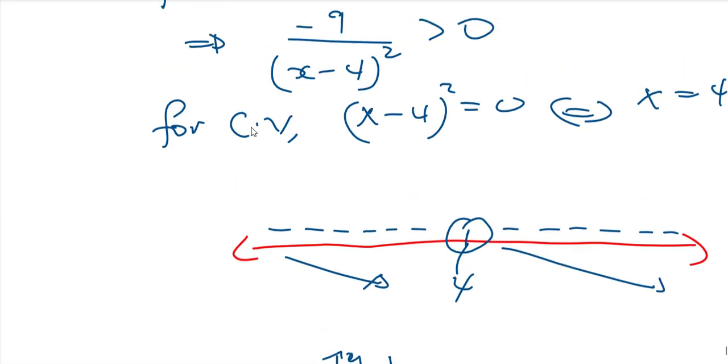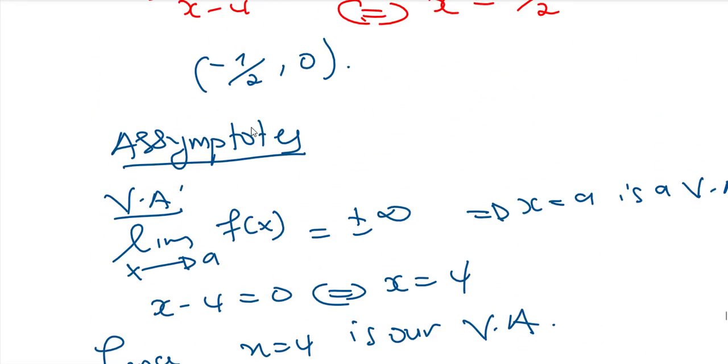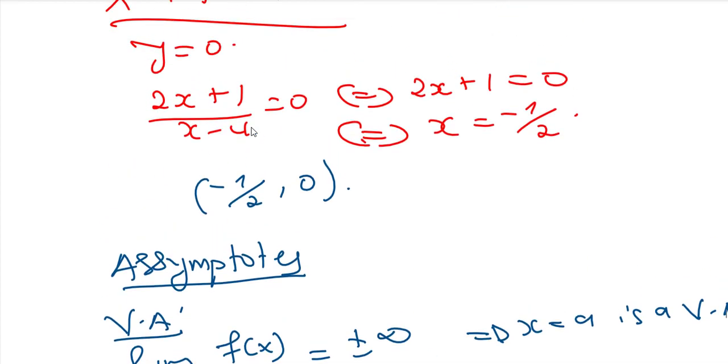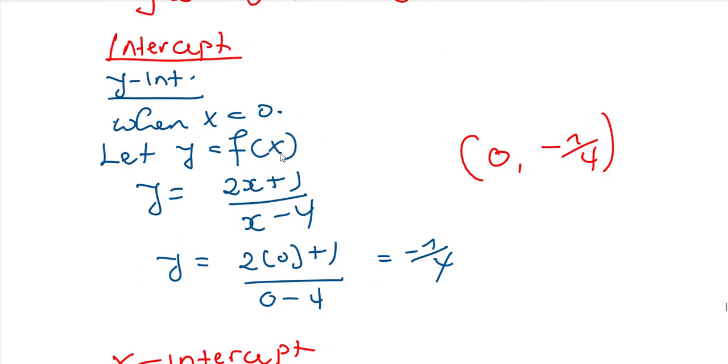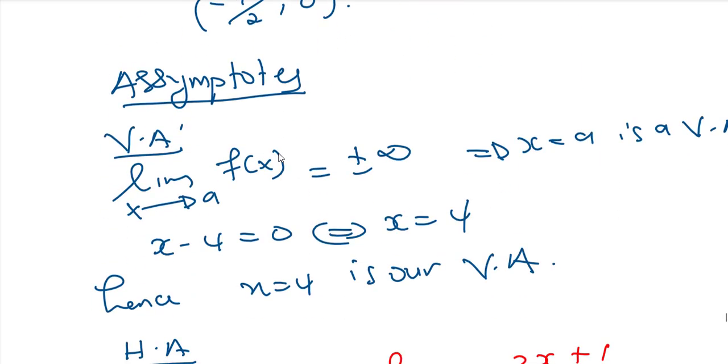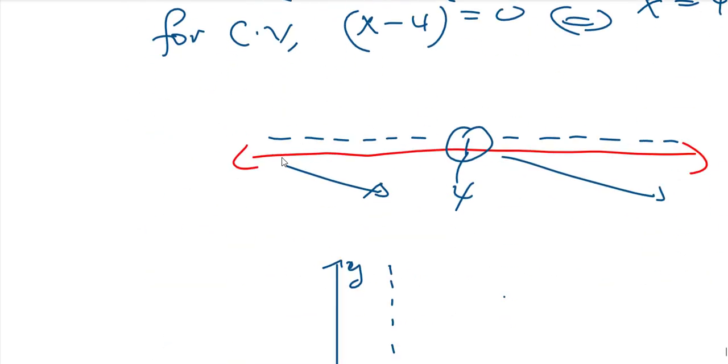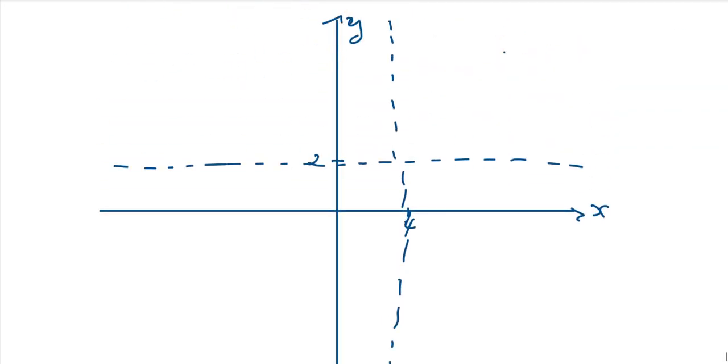Now let's verify the intercepts we had. When x was 0, y was negative 1/4, and when y was 0, x was negative half. So let's represent that on this curve. Let me write the function here, it was (2x plus 1) over (x minus 4). So when x was 0, y was negative 1/4. So (0, negative 1/4) is somewhere here.